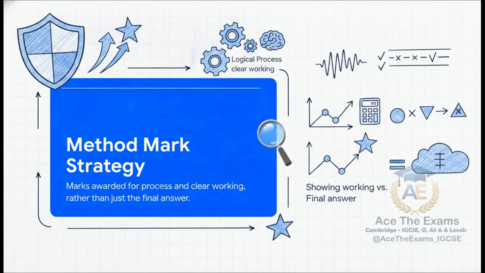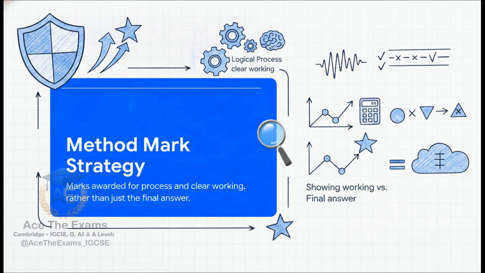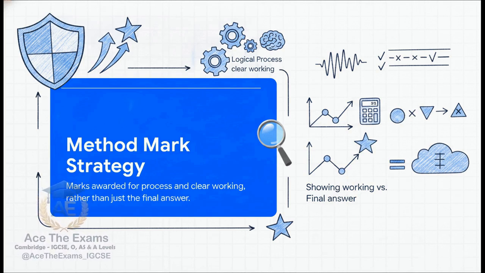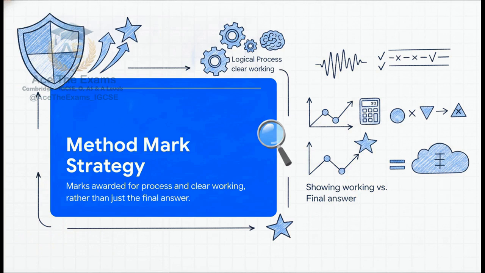But if you show the calculation, if you explicitly write out the duration in seconds, which is 180, multiplied by the sample rate, multiplied by the bit depth, multiplied by the number of channels, you secure all the method marks. Even if your final arithmetic at the very end is slightly off because you are rushing, you still get the bulk of the points. Show your working every single time.